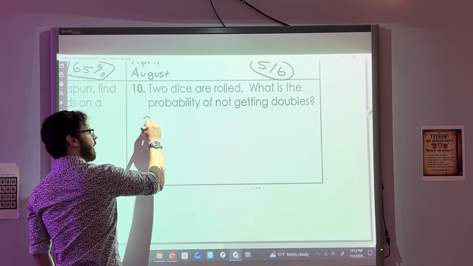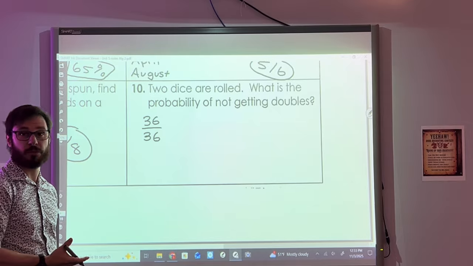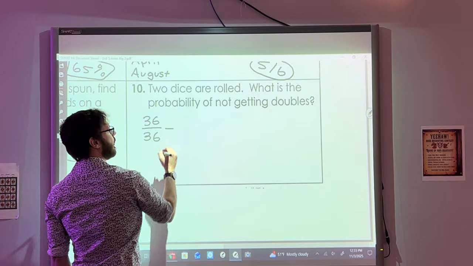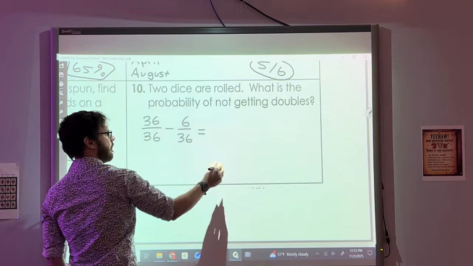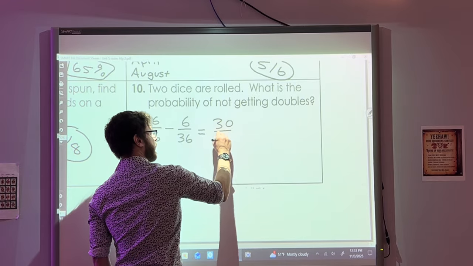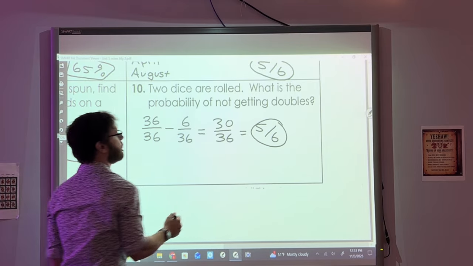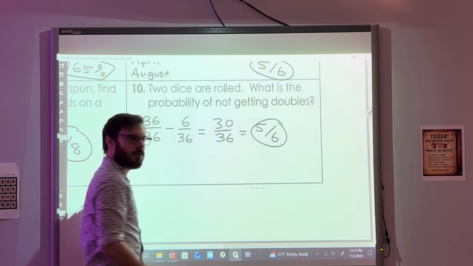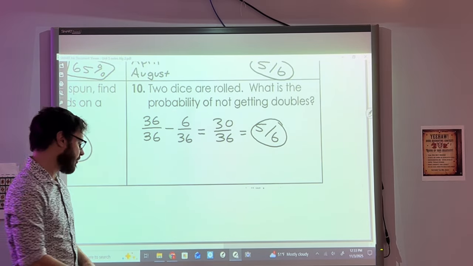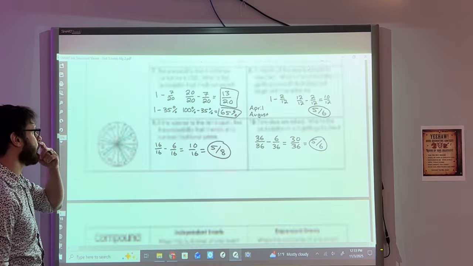There are 36 over 36 different outcomes. That represents the 1. We're going to take away the doubles. 6 out of 36 gives you 30 out of 36, and we're back to 5 over 6. What's the probability of not getting doubles? Again, pretty high. If you roll dice, you do not expect to get doubles that often. The complement of an event is the chances that it will not happen.